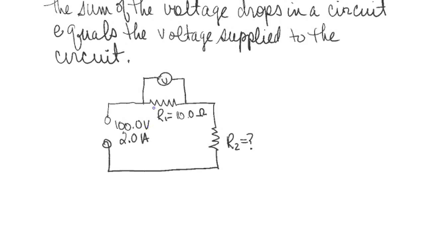Well, we're going to use Ohm's law. V equals IR. We know the resistance of this resistor right here, it's given as 10 ohms. We know it's 2 amps, so we can use Ohm's law to calculate the voltage drop right here.